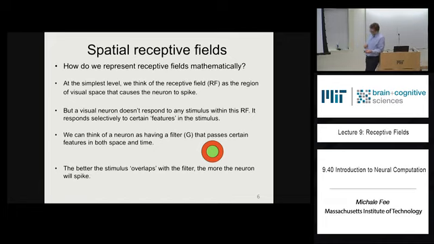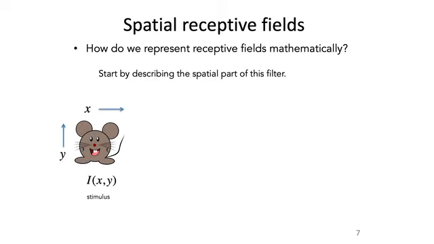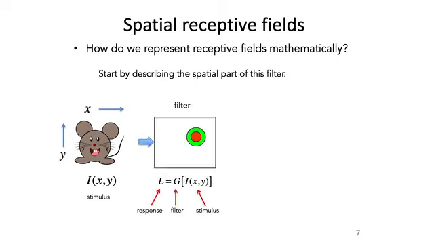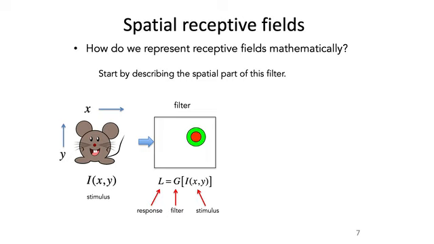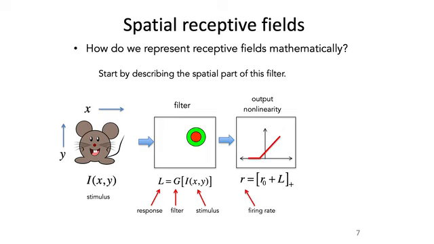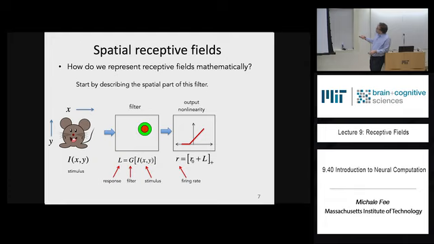So let's formalize this a little bit into a model. So let's say we have some visual stimulus that is an intensity as a function of position x and y. We have some filter G that filters that stimulus. So we put the stimulus into this filter. This filter, in this case, just looks like an excitatory surround and an inhibitory center. That filter has an output, L, which is the response of the filter.